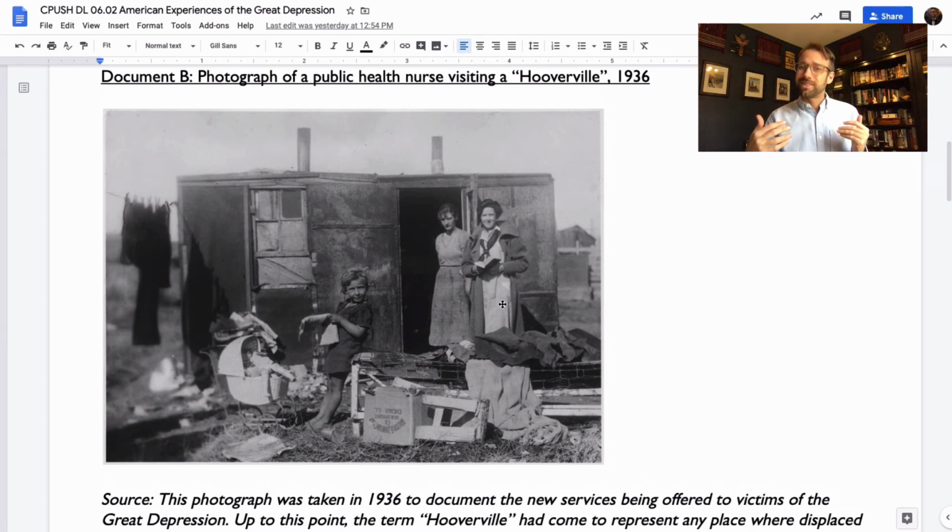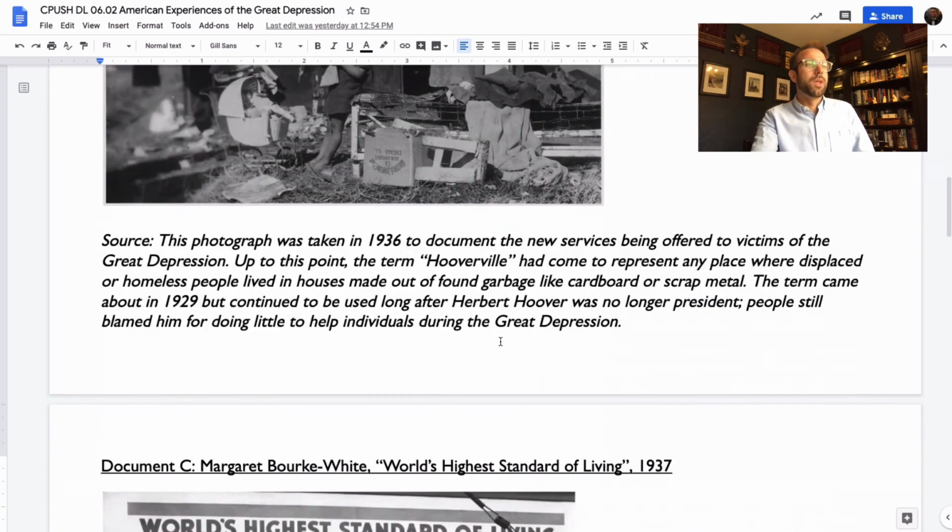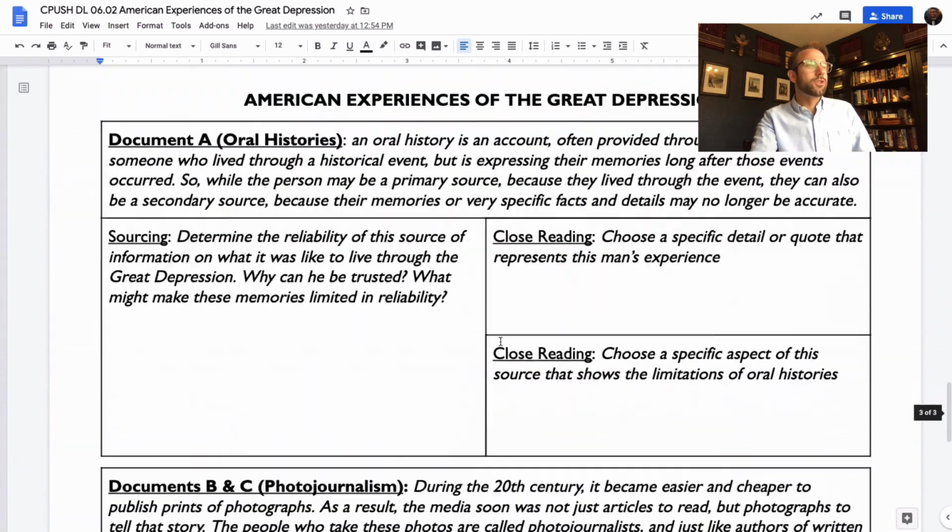That's the way you want to be thinking when it comes to reliability: what is the point of view of the creator of this source, and how might that guide why they included a picture of a run-down Hooverville rather than someone that was living in a normal house that did not lose their house during the Depression? See the difference there? All right, so those are the questions you'll do for there.